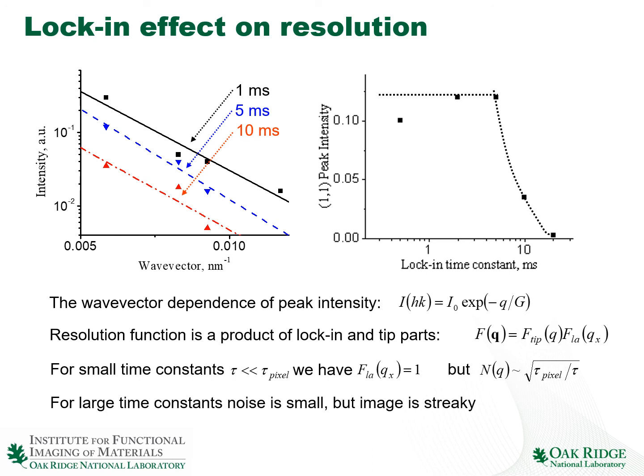We can explore this lock-in effect on resolution through the wave vector dependence of peak intensity. So it goes like this. For small lock-in time constant, our signal is not optimal, so we are letting too much noise through the system. Once we are at the optimal time constant for the lock-in, we have the maximal peak intensity, so this is the optimal imaging condition. And then once we start to go to the large time constant, the noise is decreased, but now our image is smeared, so our peak intensity goes down. So we can establish the optimal observation conditions for our imaging.